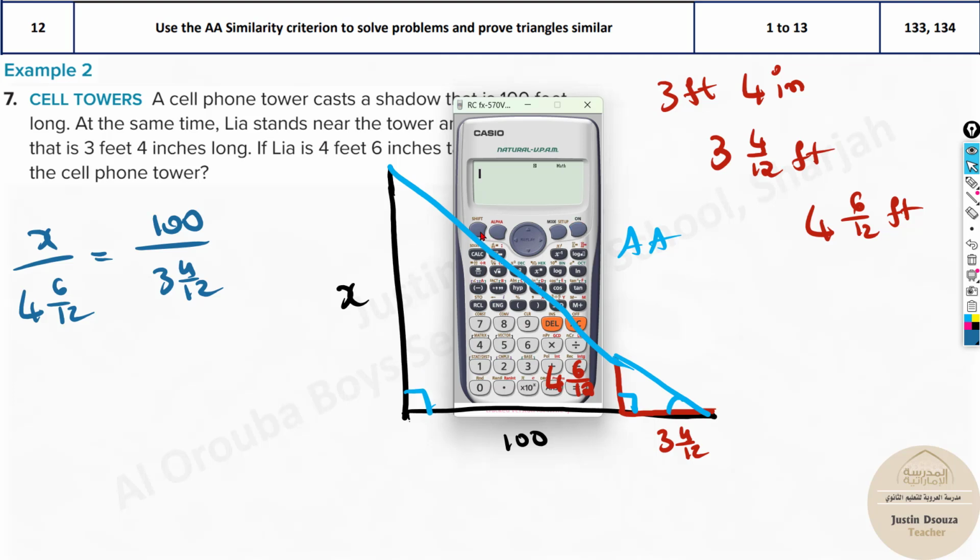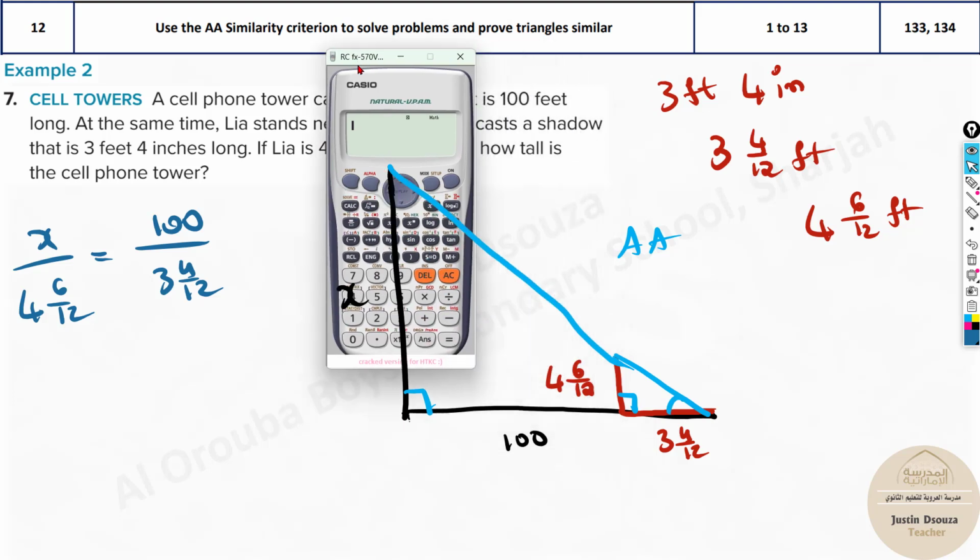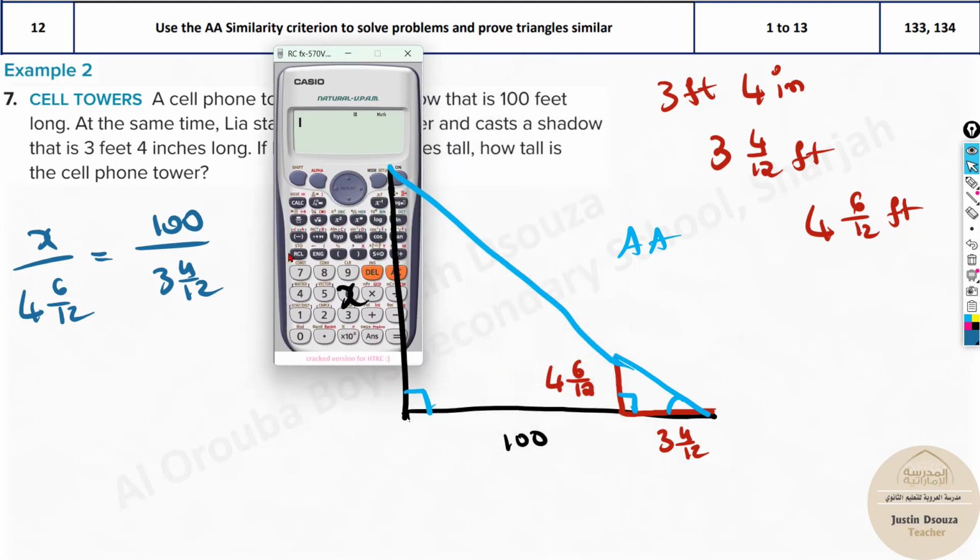Let me just clear the calculator. Shift 9 3 equal AC, because I'm using mixed fractions, right? That's the reason. Anyways, I think you would have got the answer anyways. Now, how do you put this? Don't press this, that's wrong. You need to press shift and this symbol.